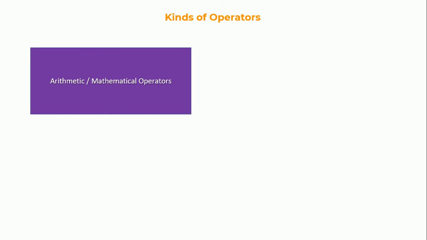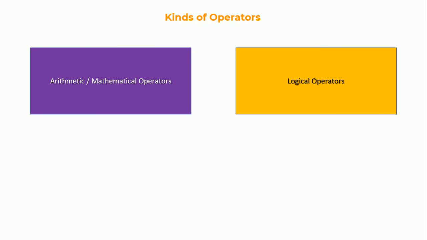We have different kinds of operators in programming. The first one is known as the arithmetic operator, or the mathematical operator, and it deals with only the math stuff. Then we have the next one, which is known as the logical operators. We use these more often.